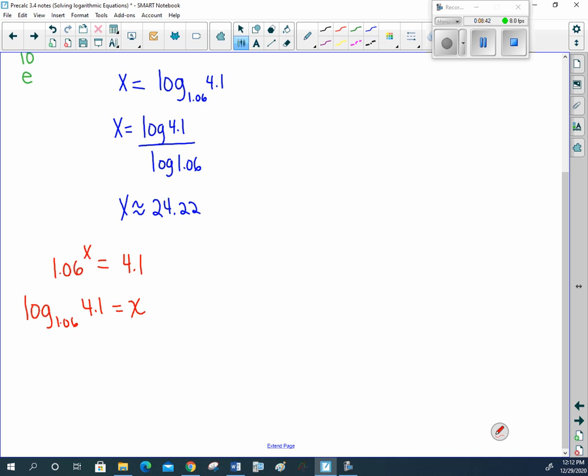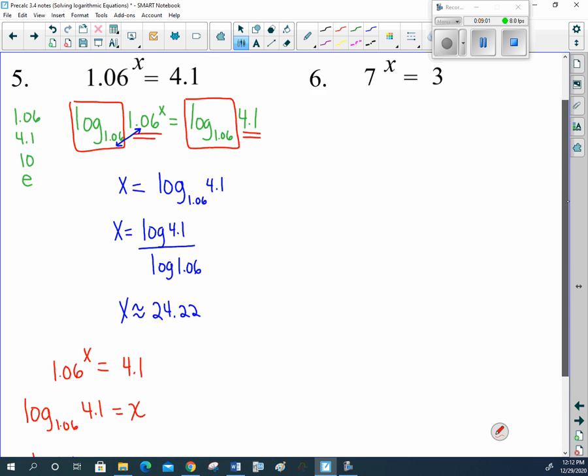And now we're back to change of base, so log of 4.1 over log of 1.06 equals x. Go to our calculator, and x is approximately 24.22. Okay, so we'll do the same one. We'll do it two ways just so you can see.